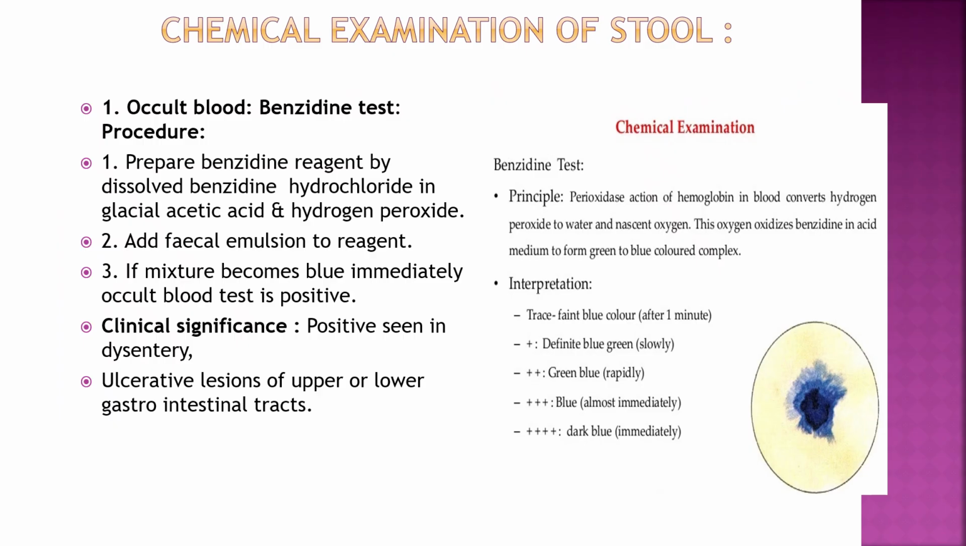Hello students, now we will see chemical examination of stool. So the first test is occult blood. Occult means blood which is not seen by eyes, that is hidden blood, and we can confirm that by the benzidine test. In that you have to take benzidine reagent and then add glacial acetic acid and hydrogen peroxide, then add the stool sample and see for blue color immediately. If it is there, then it is positive, and that is occult blood, seen in bleeding ulcerative conditions. In this picture you can see this filter paper with blue color, so that is a positive occult blood test.